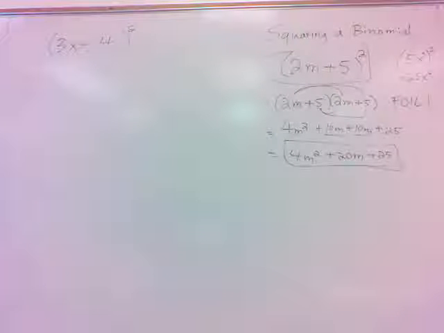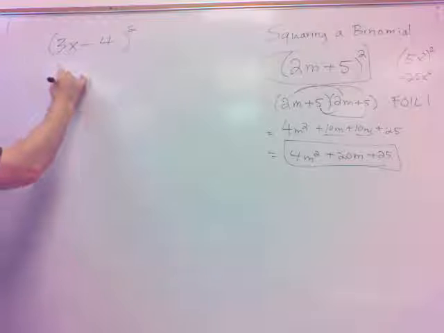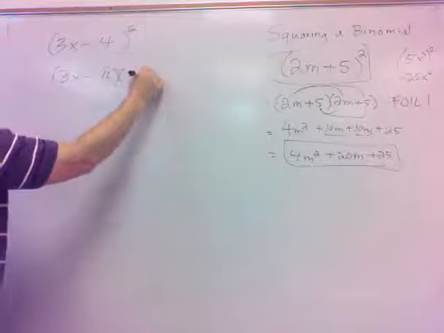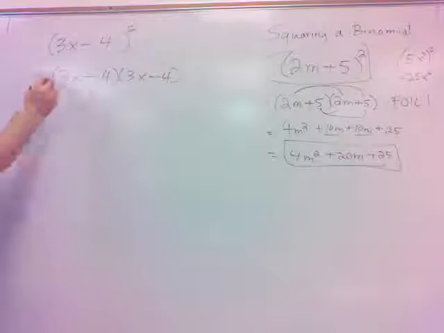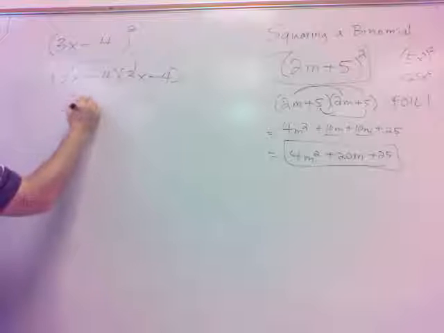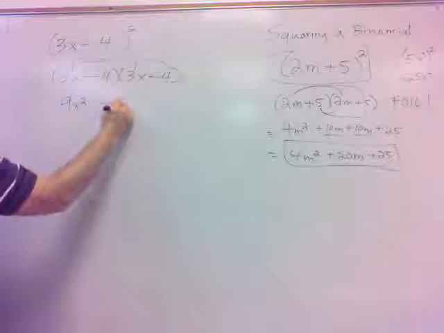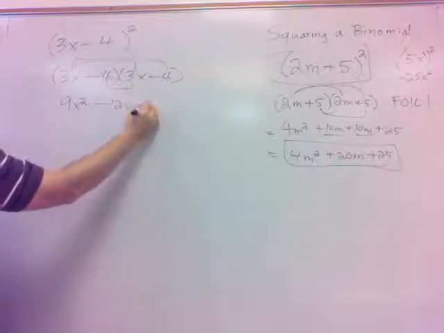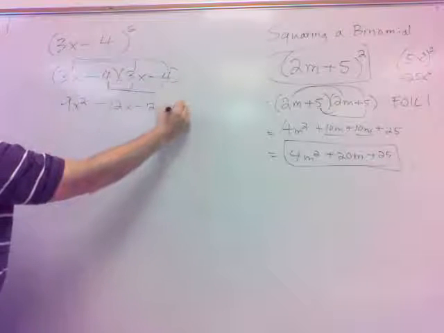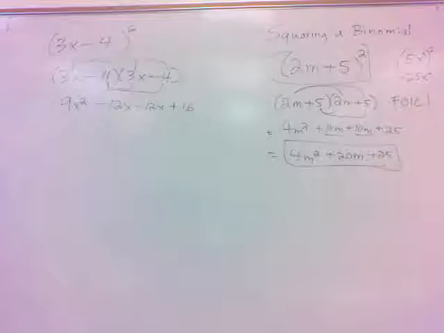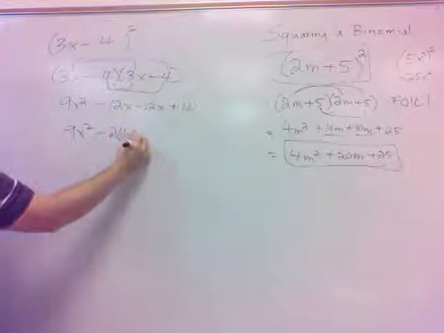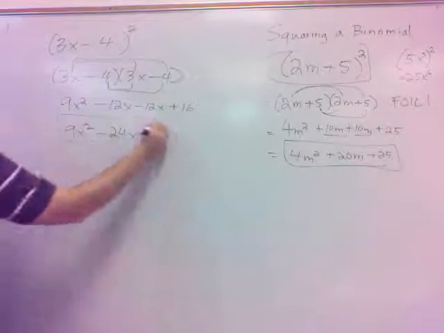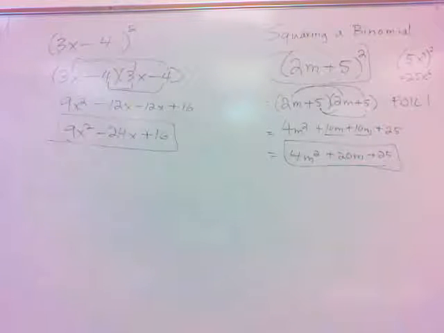Well, very same idea. Squaring a binomial, so write it twice and FOIL it. Because that's what 3x minus 4 squared means: 2 copies of 3x minus 4. All right, so that's 3x times 3x is 9x squared. 3x and minus 4 is minus 12x. Minus 4 and 3x is minus 12x. And minus 4 and minus 4 is plus 16. And the 2 in the middle give me 9x squared minus 24x plus 16. Is this okay?